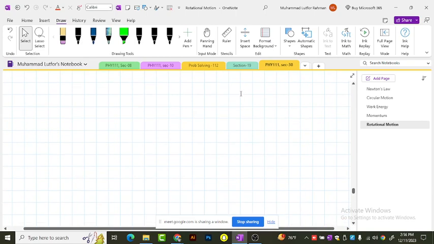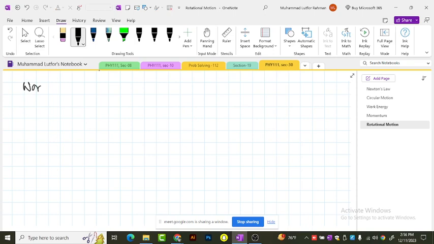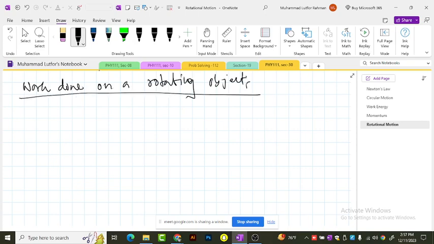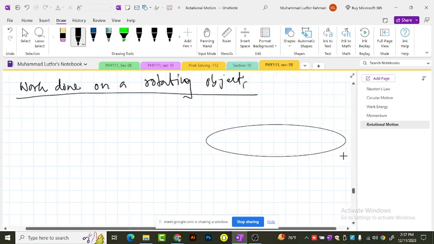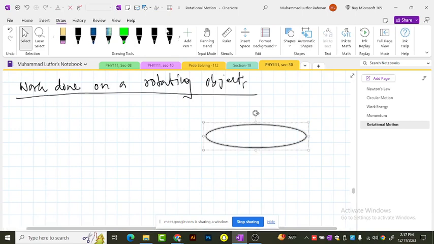From that part we can also find the work done on a rotating object. When a system rotates, what should be the work done by this system? Let's say I have an object over here, a rotational case. It's a disc you can consider. The disc has some point.